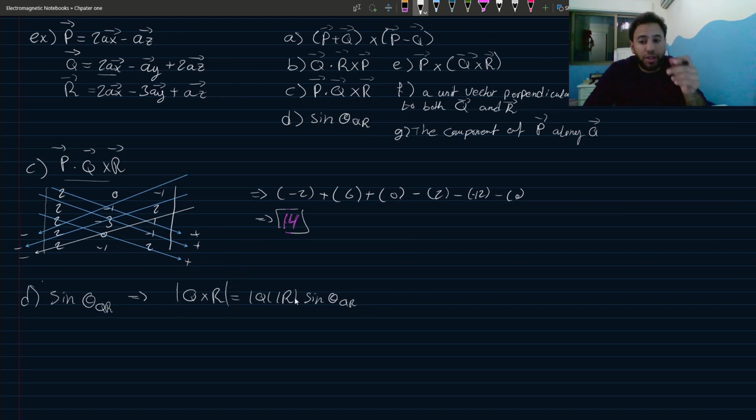Now we need to find Q cross R. Let's do it over here. Write ax, ay, az. And then what's the components of Q? 2, minus 1, 2, and the components of R are 2, minus 3, and 1, and then we close it down.